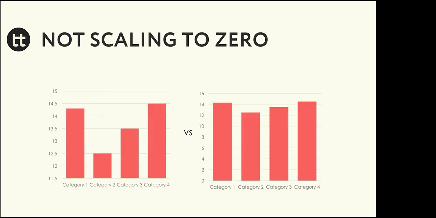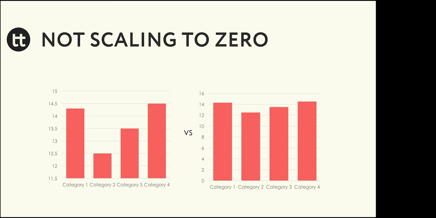Another thing that we can use, which we consider either a mistake or, I suppose, can be done deliberately, so use these powers for good though, is not scaling to 0. So the example on the left-hand side, and this is particularly true for column and bar style charts, is basically manipulating the way the data is presented.